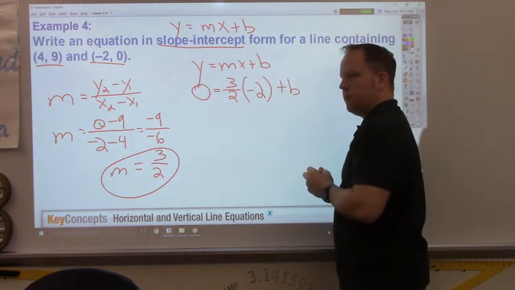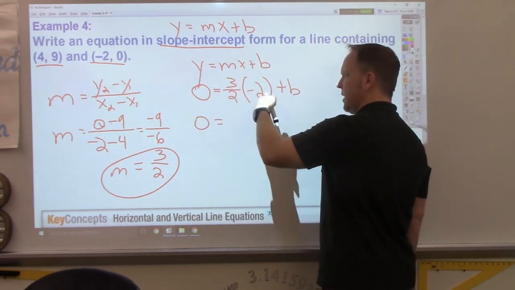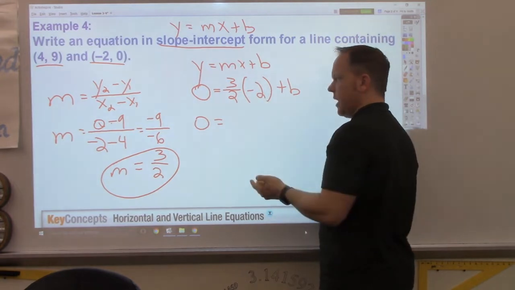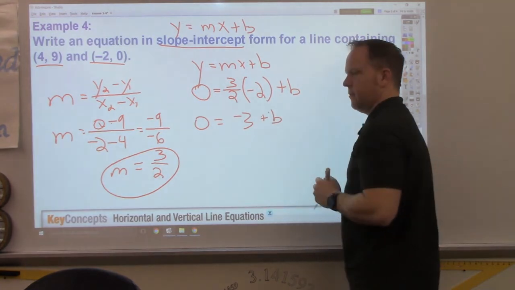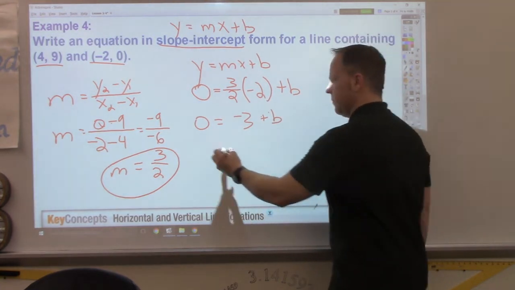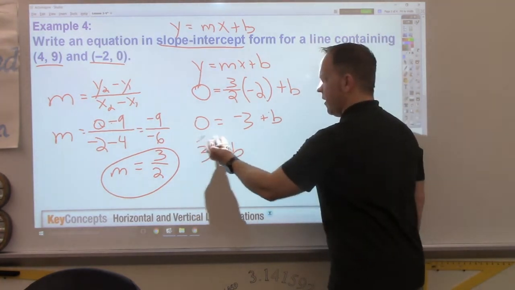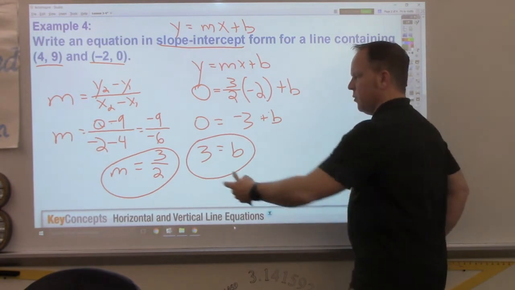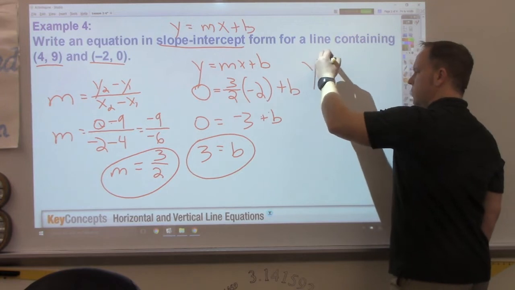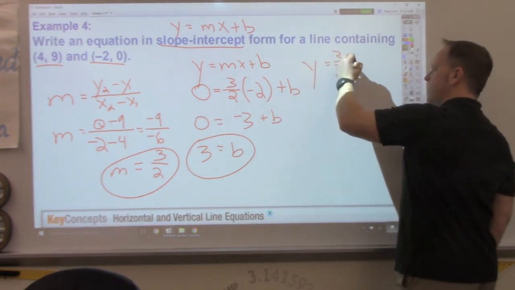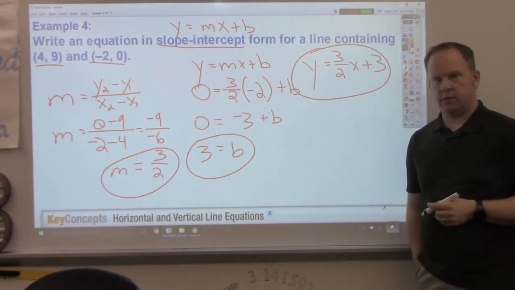Plus b. Solve for b. 0 equals, what is 3 over 2 times negative 2? The 2's cancel, and you end up with negative 3 plus b. Continuing to solve for b. B equals 3. Now I have my y-intercept. Last step, plug your slope and your y-intercept into this formula and be done. Y equals 3 over 2x plus 3. Finished.